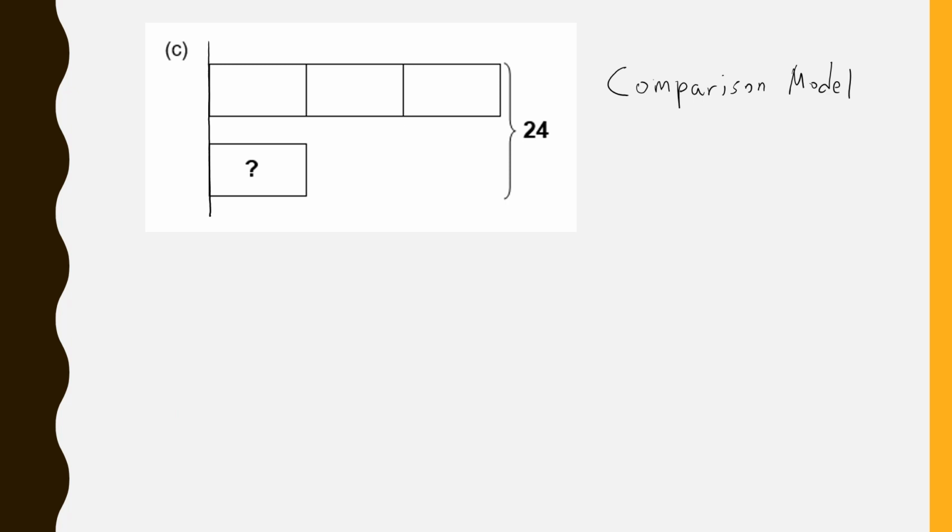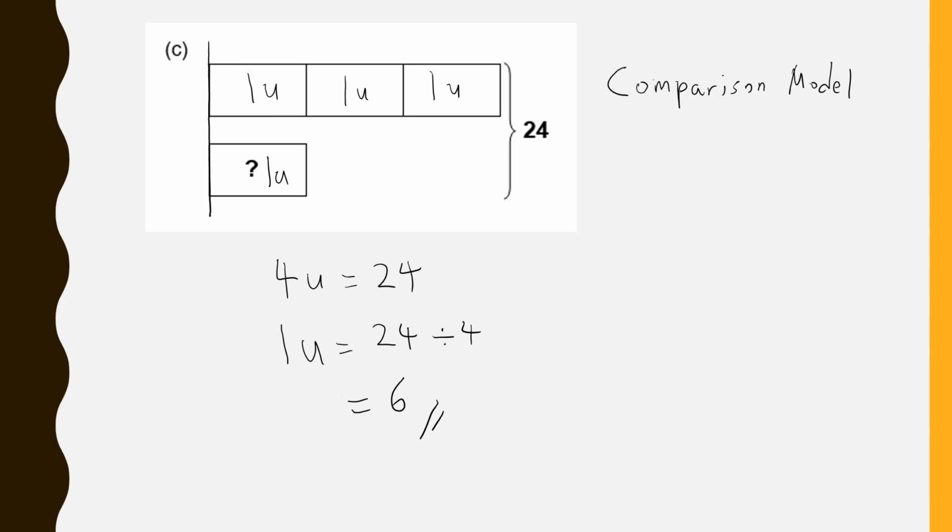So again, you have to follow what I taught you just now. You label each equal bar as 1U. And you'll notice that now there are 4 units in total that equals 24. This is the given total. And after that, you just want to find one unit, which is 24 divided by 4 equals 6. And this actually is the answer.